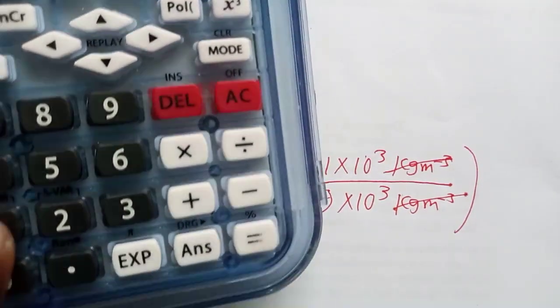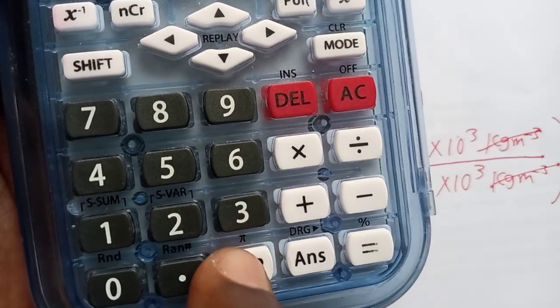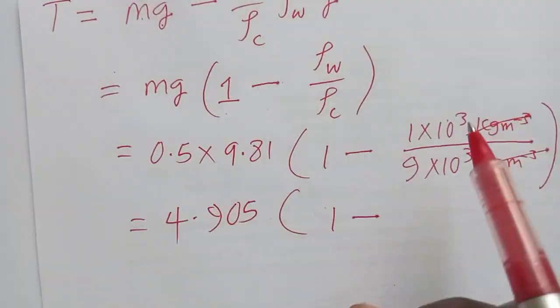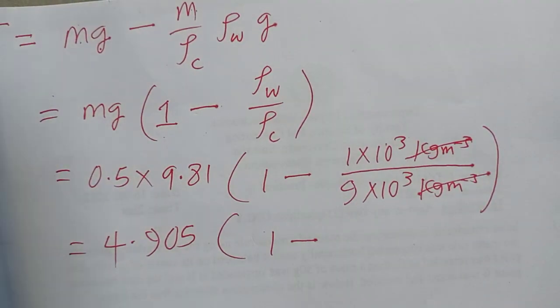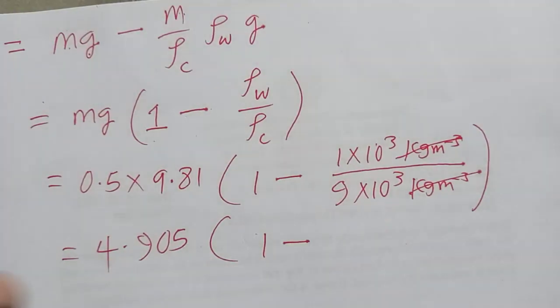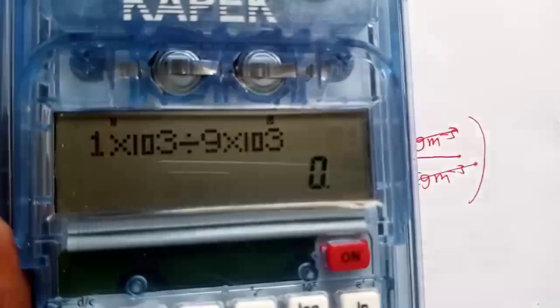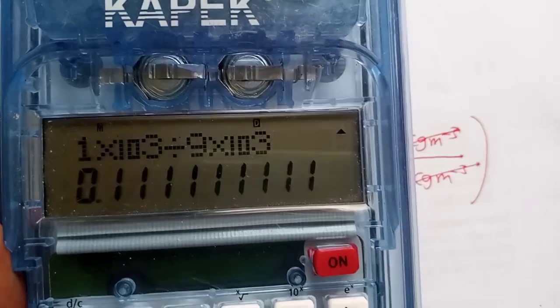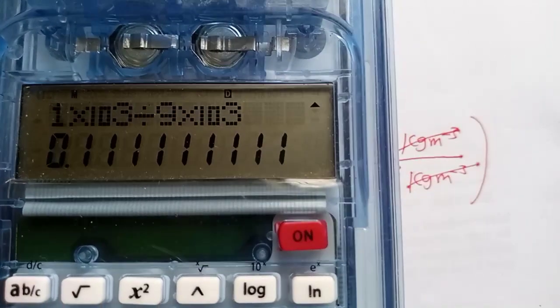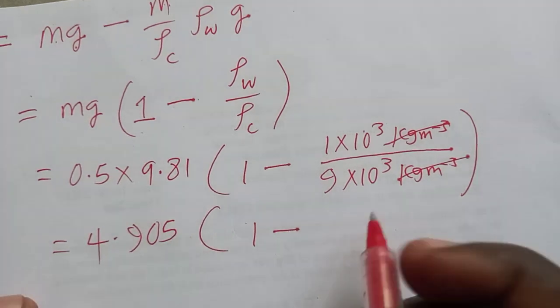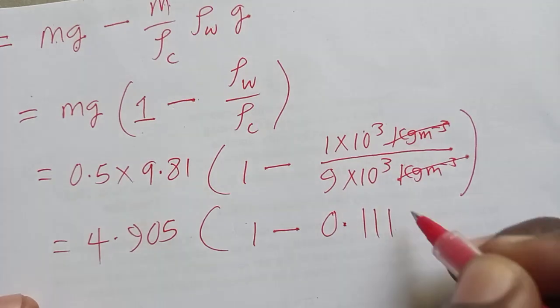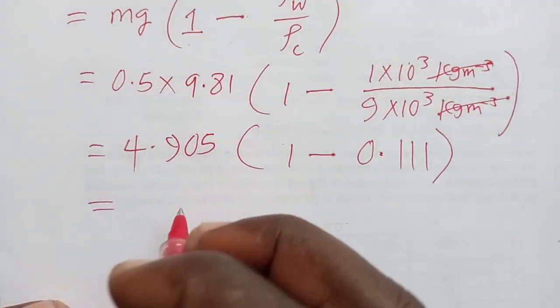Look at what you will do. You just press 1, then exp, exponential, ignore the 10 that you have here, and just press 3. Then you now press divided by, then 9 exponential 3. Then now press the equals sign. You get 0.11. Since this one is correct to 3 decimal places, we will make this correct to 3 decimal places as well. So 0.111.